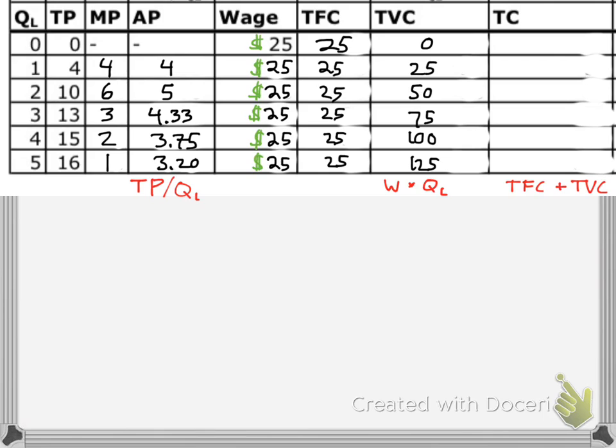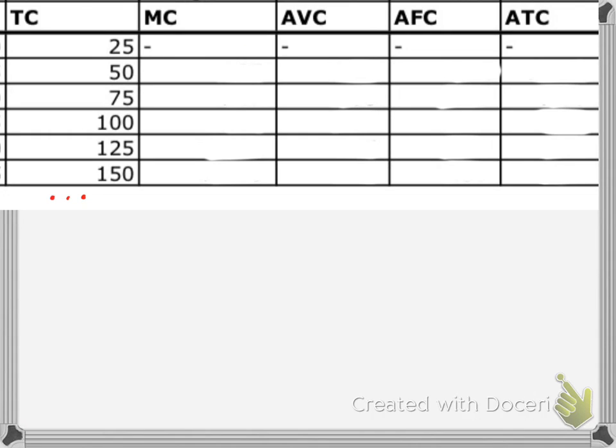So your total cost is simply the addition of your total variable cost and total fixed cost. So it's pretty much total fixed cost plus total variable cost equals total cost. Now that we do that, you simply add the numbers up. Okay, so moving on, I moved the total cost over as the same thing.